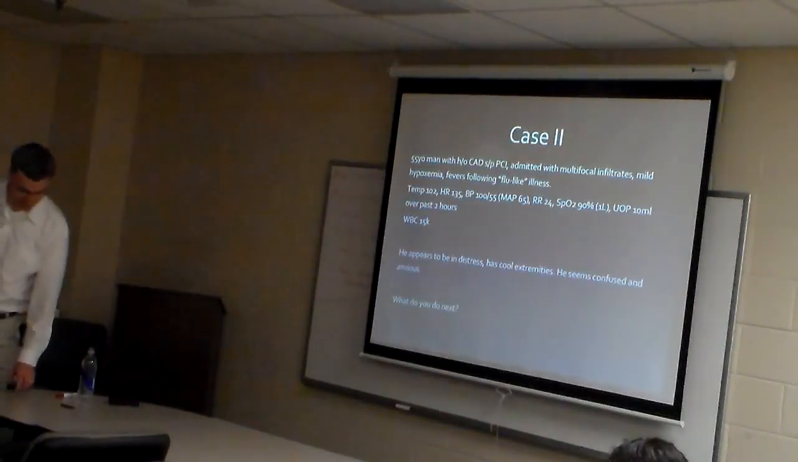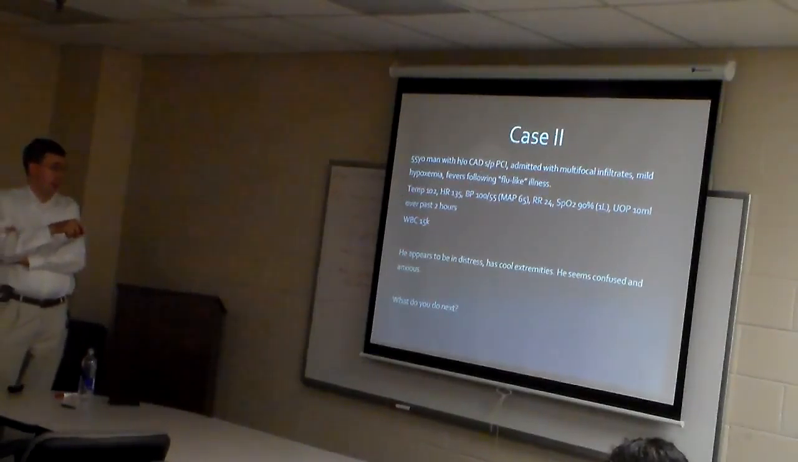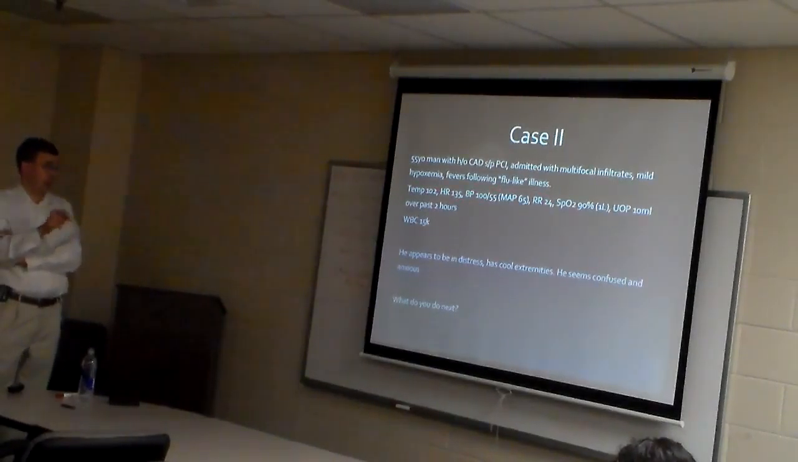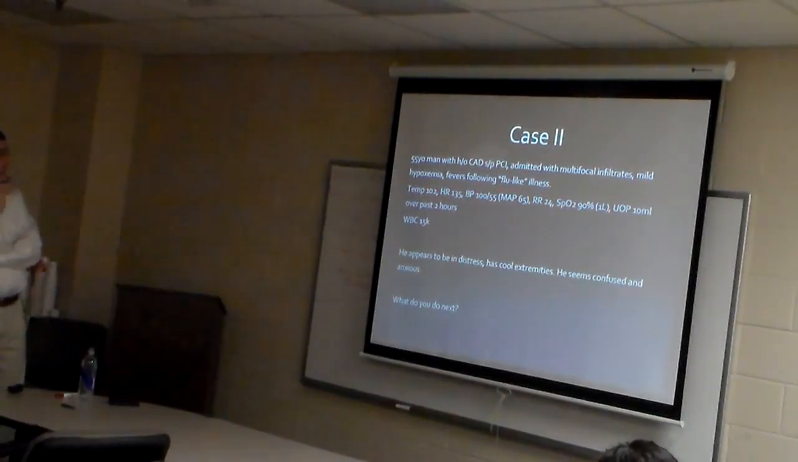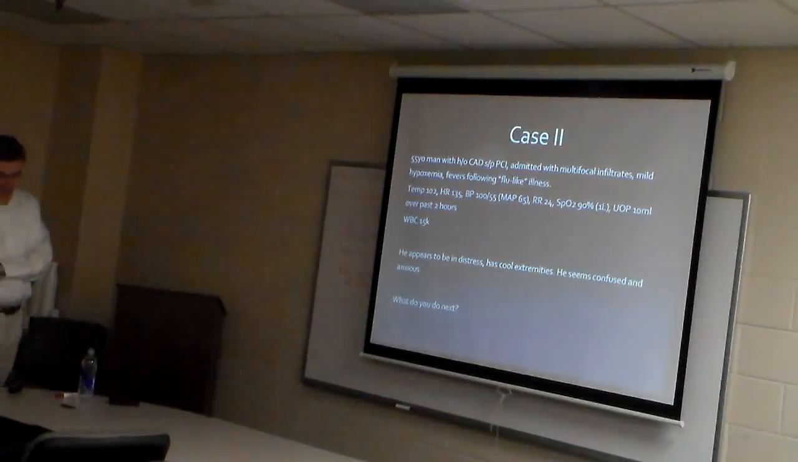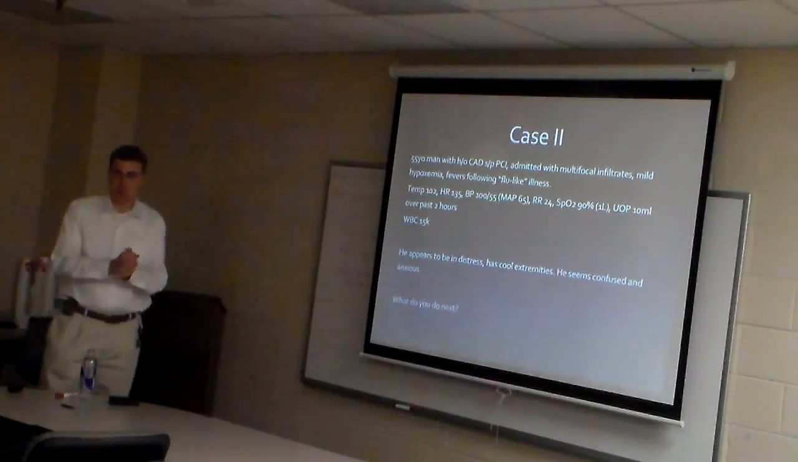All right, so our second case: a 55-year-old man, history of coronary disease, had a PCI, with multifocal infiltrates, mild hypoxemia, and fevers following a flu-like illness a couple weeks earlier. He's febrile, tachycardic, blood pressure 100 over 55, MAP of 65, a little tachypneic, a little hypoxemic. Urine output: he's been in the ER for a couple of hours and has had 10 mLs over that time. White count is 15. He appears to be in distress, has cold extremities, and seems confused and anxious. What do you want to do?